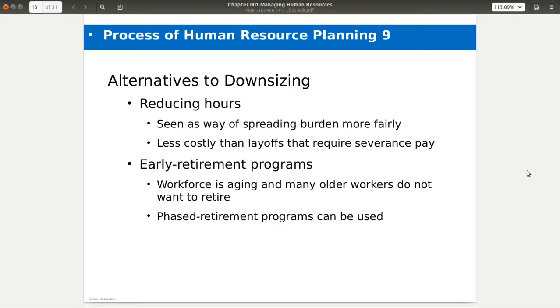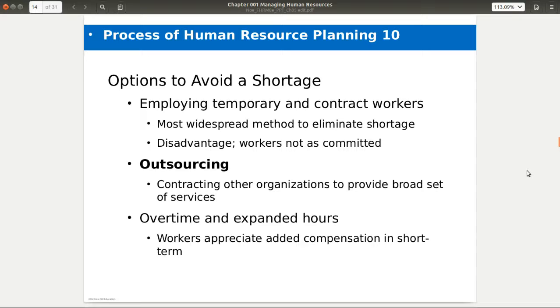Another thing is early retirement programs. Johnson County Community College, over the past couple of years, offered some early retirement programs for some of the instructors that we have. Now, some of the options for avoiding the shortage: using lots of temps and contract workers.